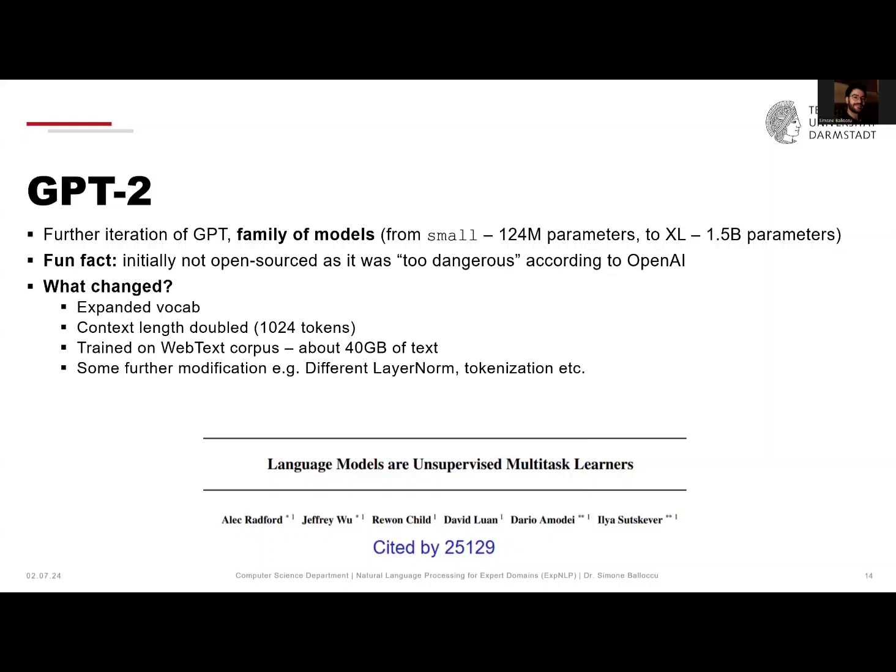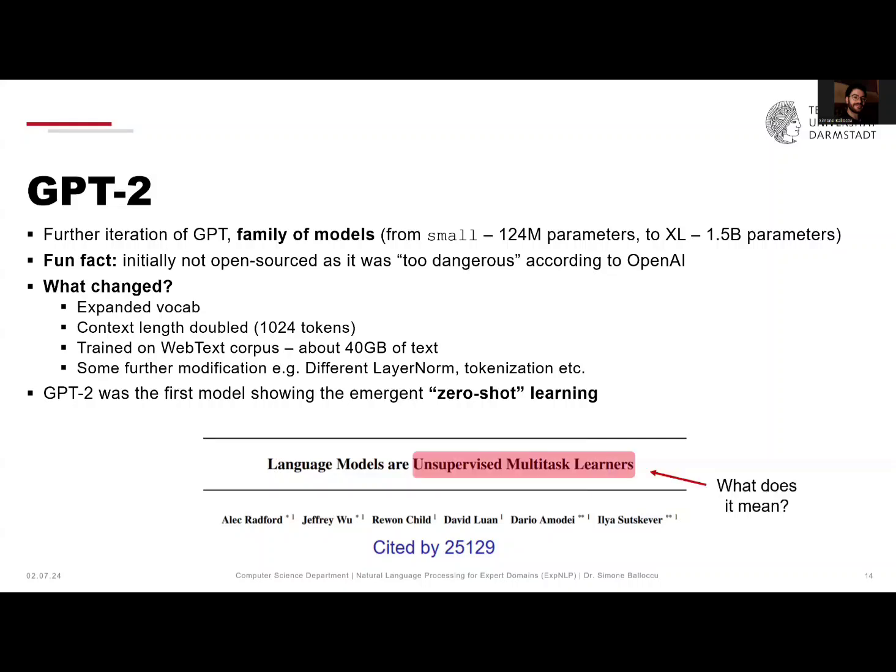And what is interesting, they also apply some modifications like a different layer norm. The tokenization was a bit more robust and a bit more fine-grained, but nothing really crazy. These are things that companies and model vendors do even today. What is interesting is that GPT-2 was the first model showing something called zero-shot learning. In fact, you can see that the title of the original paper says language models are unsupervised multitask learners.